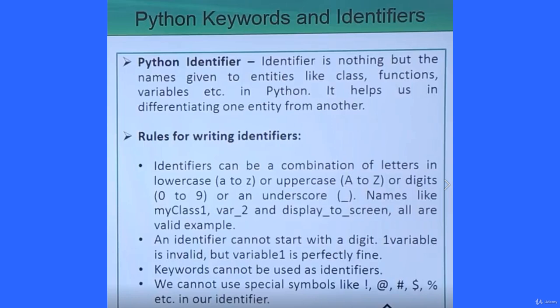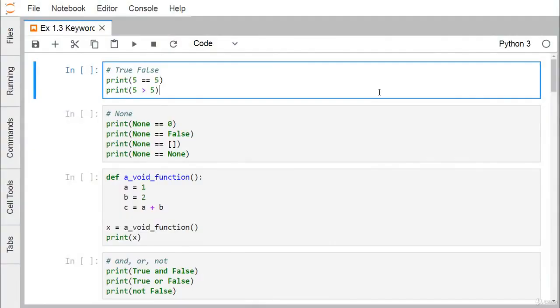Let us go for some demonstration for better understanding. Python has multiple different keywords, and in this demonstration we shall discuss some of them. The first keywords we are going to discuss are True and False. Remember, True starts with a capital T and the rest of the letters are in lowercase, and in the case of False also the same uppercase and lowercase syntax is maintained.